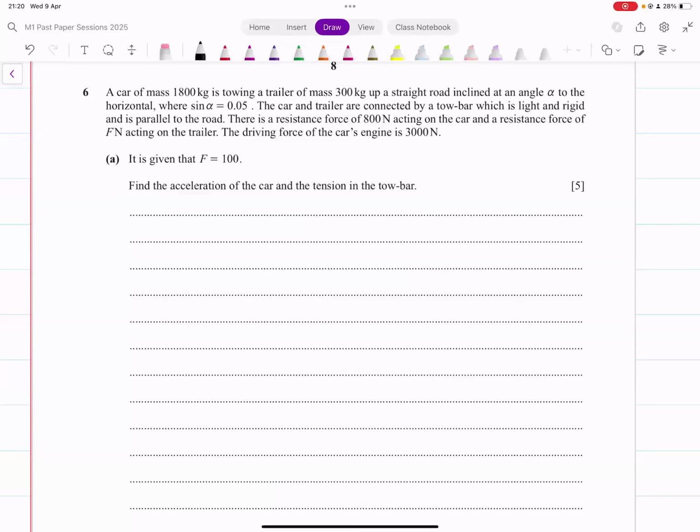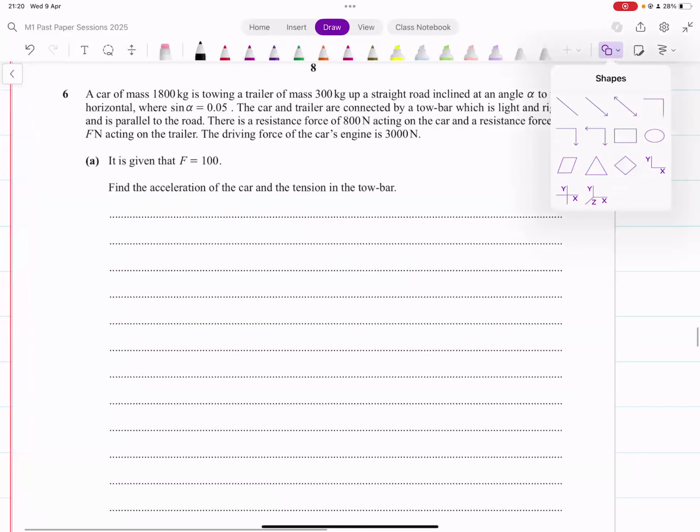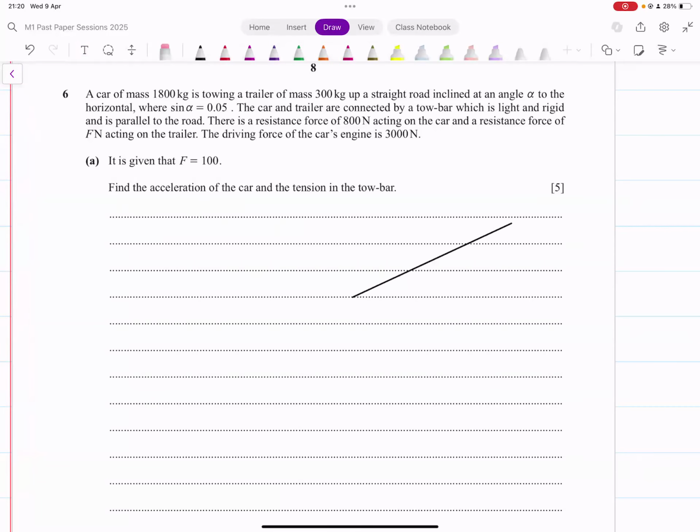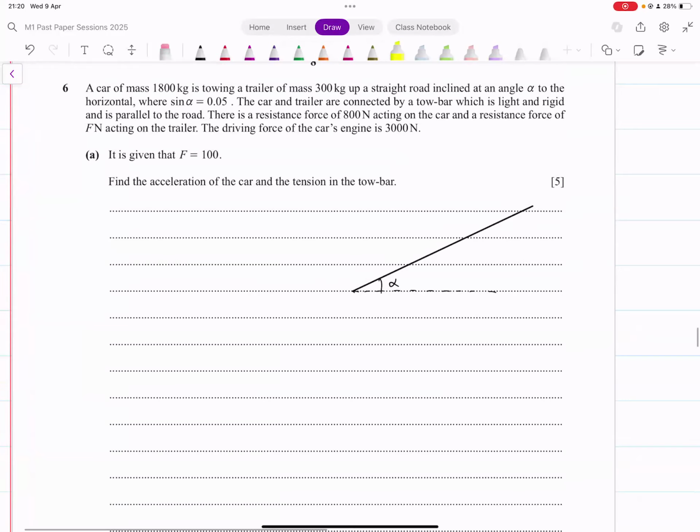So we have an inclined surface. Let's say it looks like this. The angle of the surface is alpha, and we're given the value of sine alpha here. Mass is given. This is mass of car. This is mass of trailer.